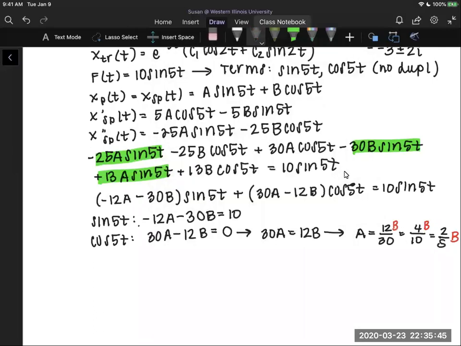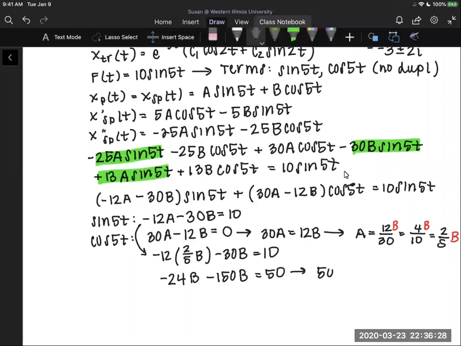I'll plug that back into the top equation. Minus 12 times 2/5 B minus 30B equals 10. I'm going to just multiply through by 5 to get rid of the denominator here. Okay. So if we multiply through by 5, we get a negative 24B minus 150B equals 50. So what do I have here? 50 is equal to negative 174B. So B is equal to 50 over negative 174.